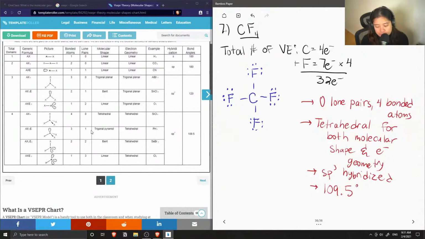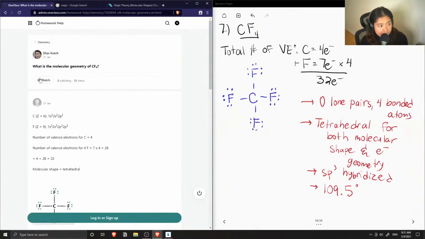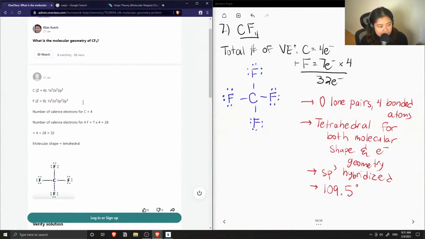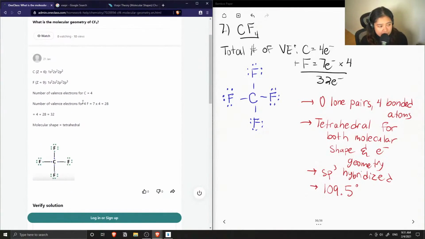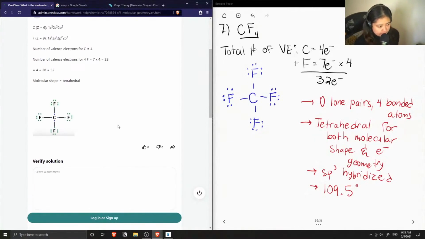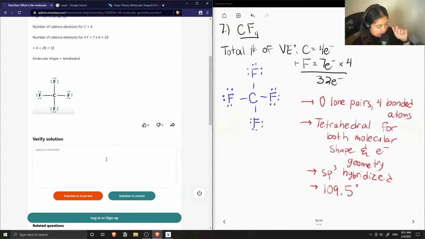Now let's see what the junior tutor said. They have the total number of valence electrons for both, and it's equal to 32. When they drew out its Lewis structure, they also got a tetrahedral molecular shape. So this solution is correct.